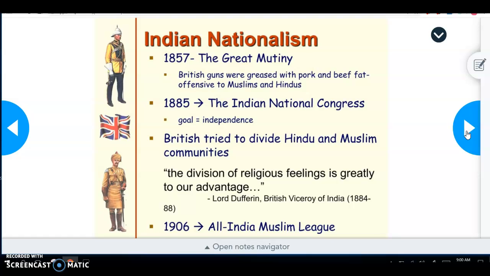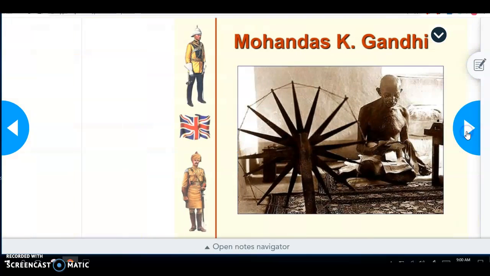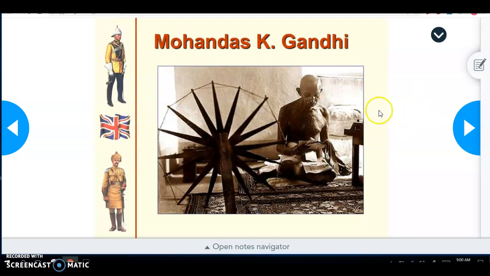Now the question is who controls what land. And then finally in 1906, the All India Muslim League is formed. Again, another group to try to gain independence. So Gandhi is going to play a big role in this.